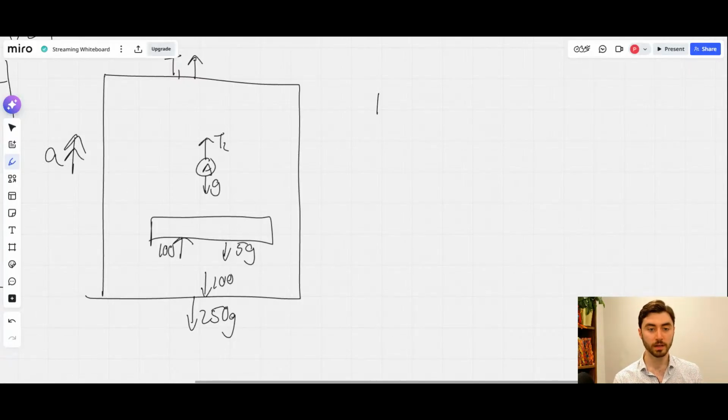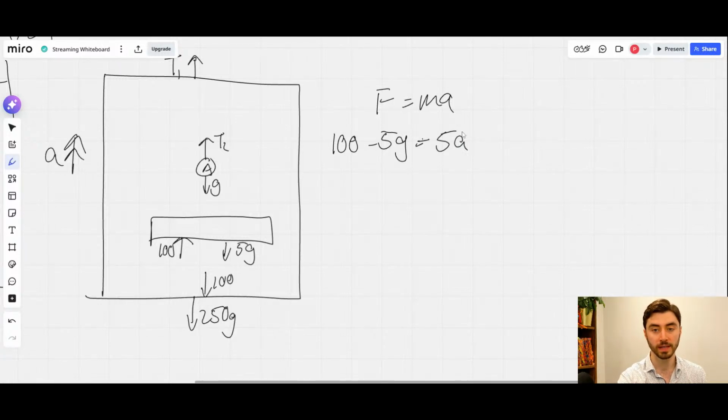So this guy, we can consider F equals ma. The acceleration is upwards, so that will define the positive direction. We have 100 minus 5g equal to 5a. And from that, we can work out the acceleration relatively simply. That is just going to be 100 minus 5 times 9.8, all divided by 5, which leaves us with the acceleration being 10.2 meters per second squared.